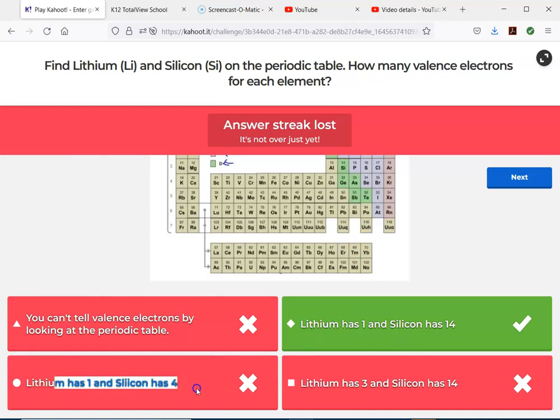It should be this one right here. It should be the correct answer, okay? Lithium has 1 because it's in group 1. Silicon has 4 because it's in group 14.